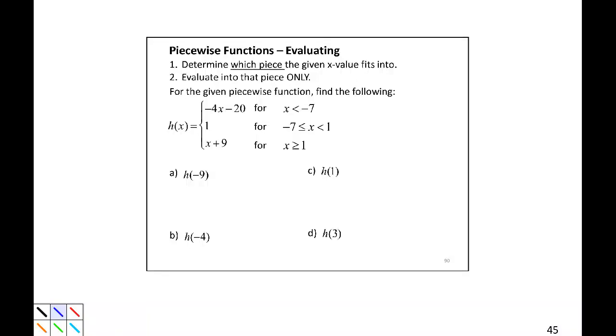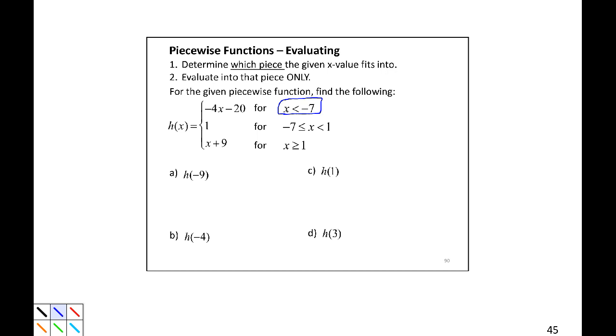Now we're going to work with piecewise functions. To evaluate them, we need to determine which piece the given x value fits into and evaluate into that piece only. So here we have this function, h of x, and it has three branches: negative 4x minus 20, but that only applies when x is less than negative 7.